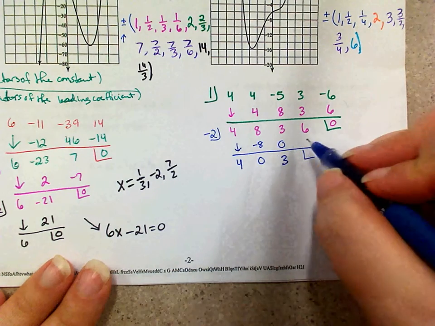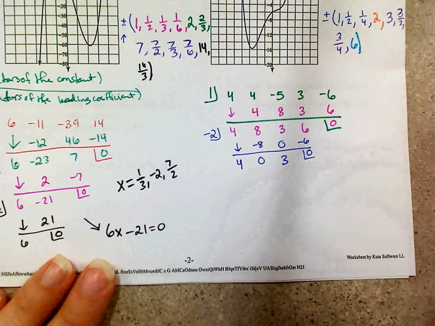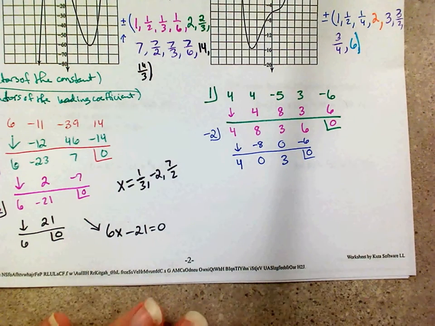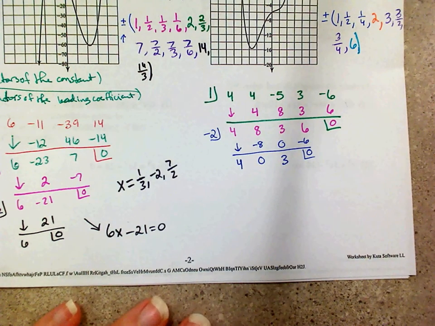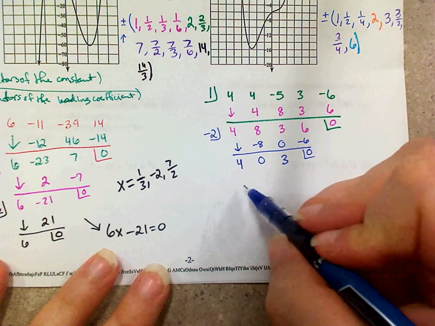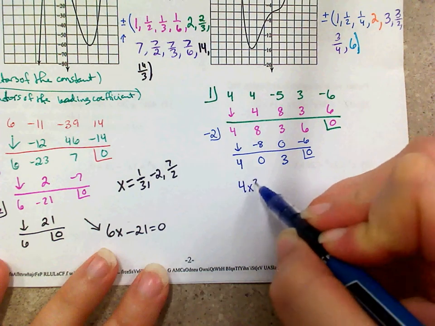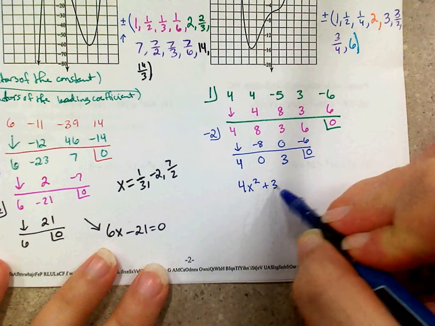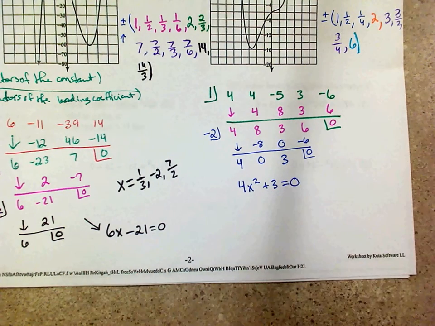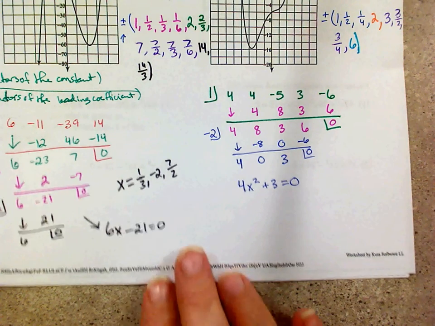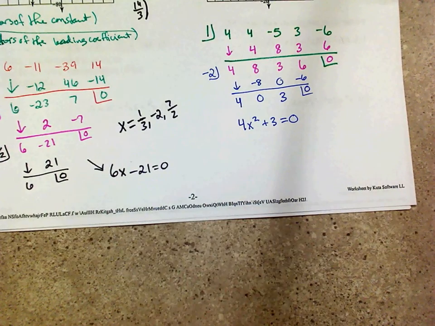What power did we start with? We started with a power of 4. We divided out 2 roots, so what power are we left with? So 4x squared plus 0x plus 3 equals 0. And we need to solve, right? What would you do to start solving that equation? Subtract 3. 4x squared equals a negative 3.